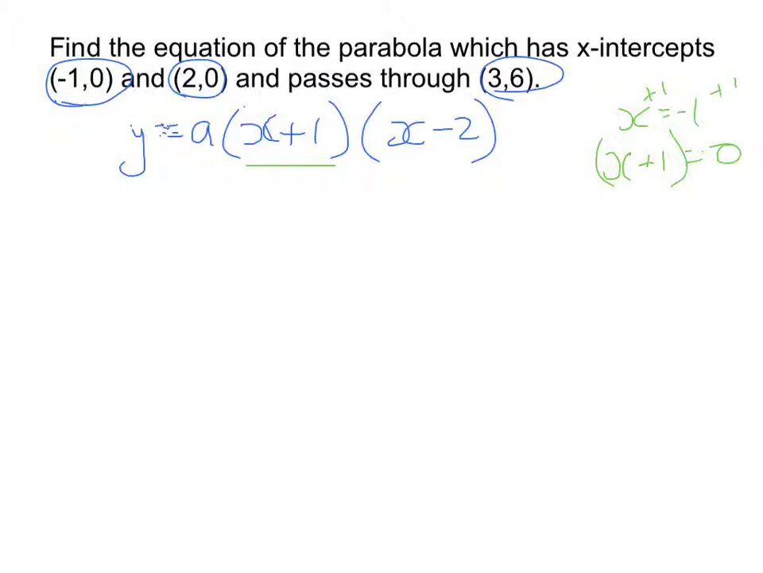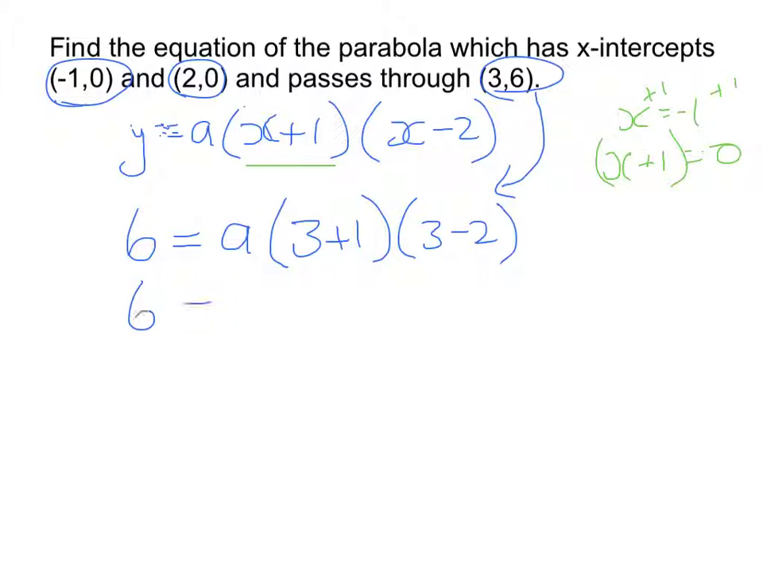Now what we need to do is to substitute (3, 6) into there. So y is equal to 6. Let me start that line again. Y is equal to 6 is equal to a, x is equal to 3, and 3 take away 2. So 6 will be equal to a times 3 plus 1 is 4, and 3 take away 2 is 1. So therefore 6 is equal to 4a. And if we divide both sides by 4, a will be equal to 6 over 4, which is equal to 3 over 2.